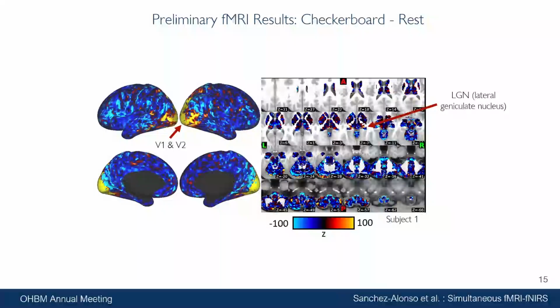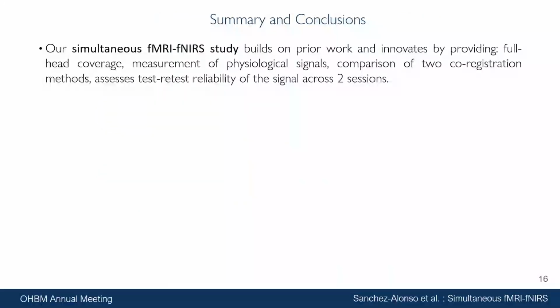So I don't have time to go into more detail on any of the data that we have, but I'm going to do a summary of what I've just presented. Our study builds on prior work, and it innovates in several ways. It uses full head coverage for the NIRS data collection. We are measuring physiological signals simultaneously. As I mentioned, we compare two co-registration methods, and we are also assessing retest reliability of the signal across two different sessions.